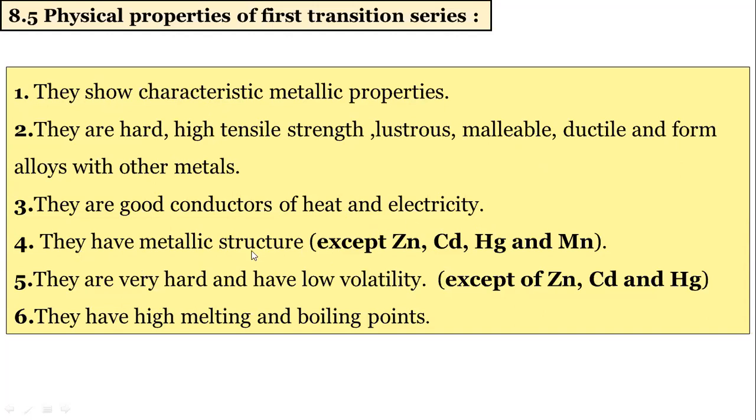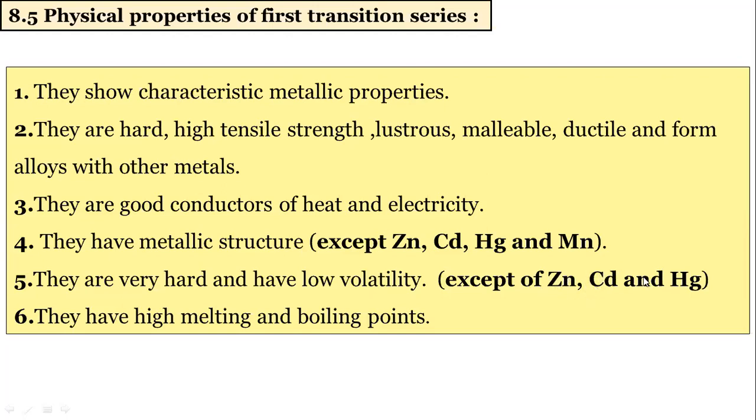I am not discussing this in detail, but I want to focus on one thing. Zinc, cadmium, Hg, and manganese do not have the metallic structure. Remember, zinc is 3d10, cadmium is also d10, mercury is also d10, manganese is 3d5. Other metals have the metallic structure, but except zinc, cadmium, manganese, and mercury, these do not have the metallic structure because of the electronic configuration. They are generally very hard, having low volatility, except zinc, cadmium, and Hg. These are very soft. Zinc is very soft, cadmium is soft, and mercury exists as a liquid at room temperature. So these are exceptional, because their d orbital is completely filled.